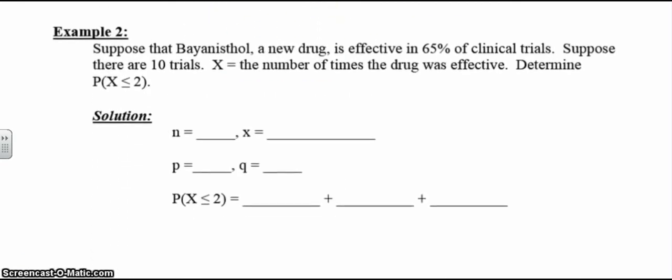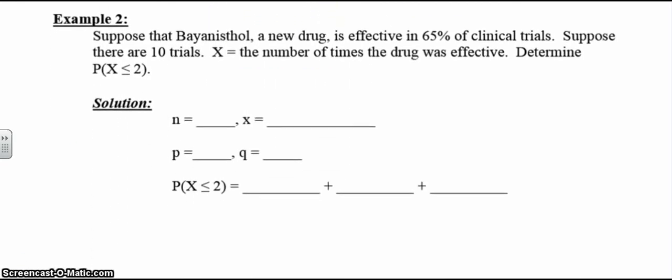All right, so let's look at the next example. Suppose that Bianosthol, which is a new drug, is effective in 65% of clinical trials. Suppose there are 10 trials. X is the number of times the drug was effective. Determine the probability that the number of times the drug was effective is less than or equal to 2.